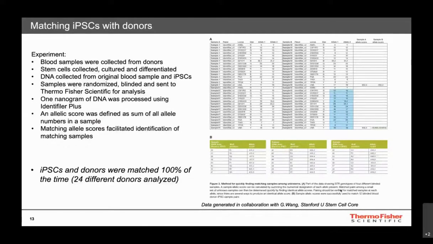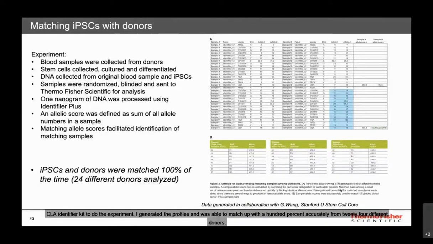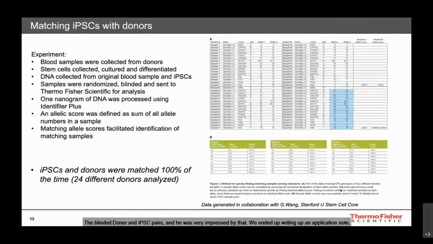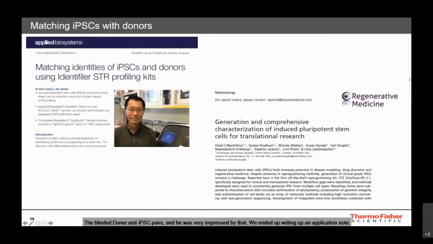I used the CLA identifier kit to do the experiment. I generated the profiles and was able to match up 100% accurately the blinded donor and iPSC pairs from 24 different donors, and he was very impressed by that. We wound up writing an application note. You can see Dr. Wang here, and you can see a little bit more about the study in that application note.